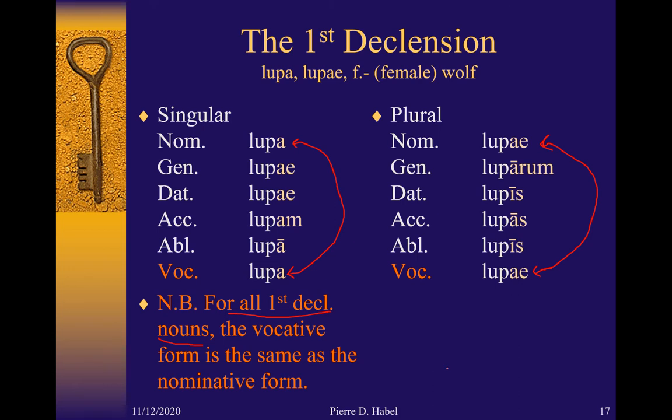Because it is the same, our textbook hasn't printed the vocative in a chart yet. It hasn't printed the vocative in the chart because there's a simple rule. The vocative is the same as the nominative, and once you know lupa nominative and lupae nominative plural, you know lupa vocative singular and lupae vocative plural. It's as easy as that for the first declension.